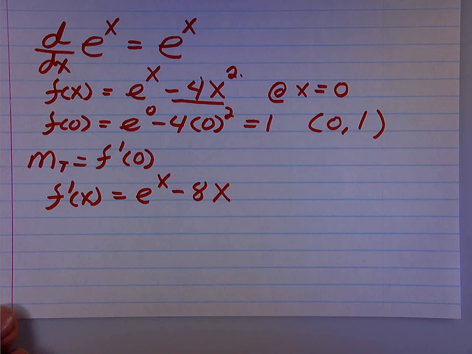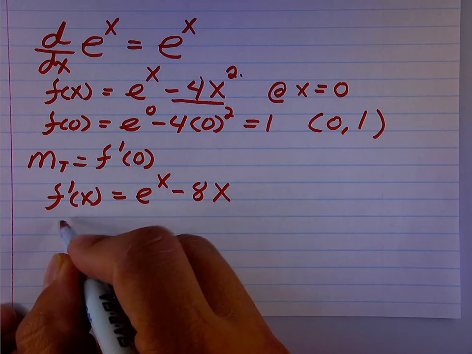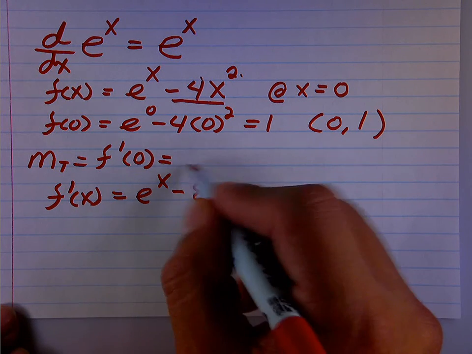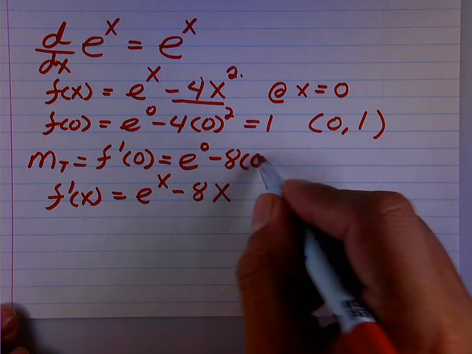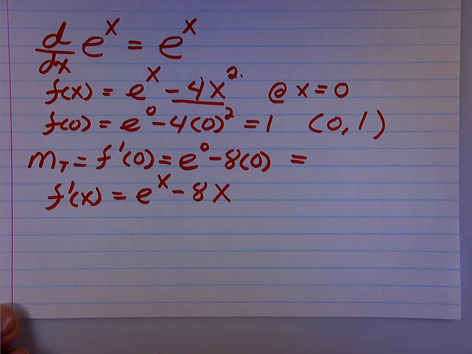This is not the slope of the tangent. This is the derivative. The tangent only exists at x equals 0. So I need to find f prime of 0. If I plug that in here, e to the 0 minus 8 times 0 is 1.